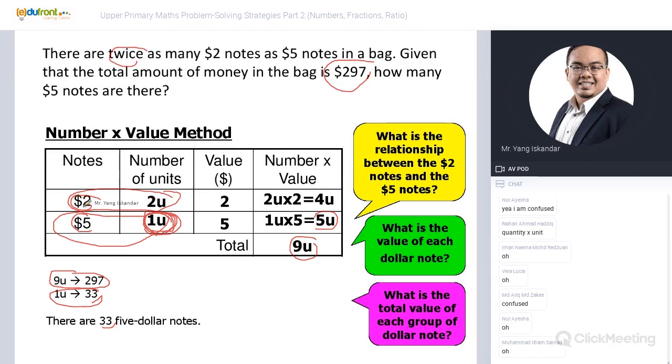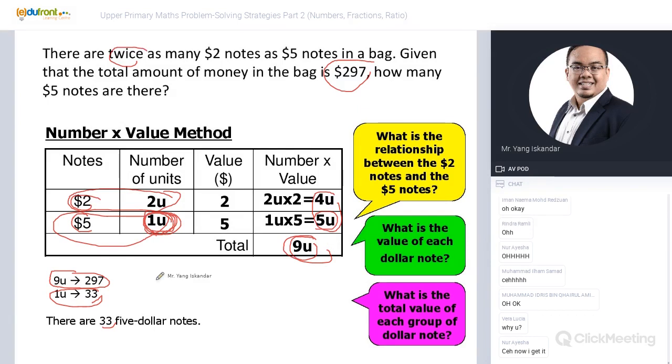So 2 units multiplied by $2, you get 4 units. Here, 1 unit. For $5, 1 unit multiplied by 5, I get 5 units. Okay, so 4 units plus 5, that means I have 9 units. Or you can say 9 sets, or 9 groups. So those of you who did the grouping method or the set method, you understand that this means 9 units, 9 sets, or 9 groups.